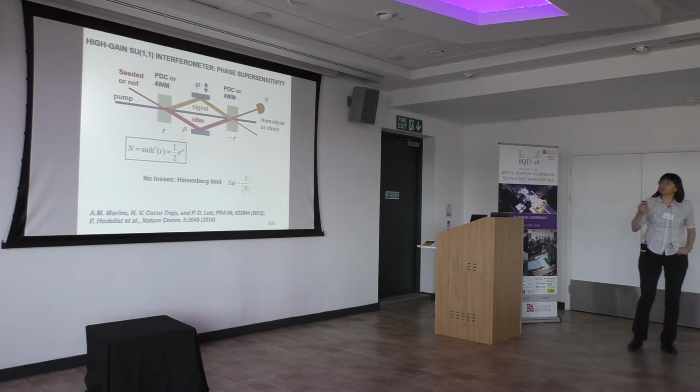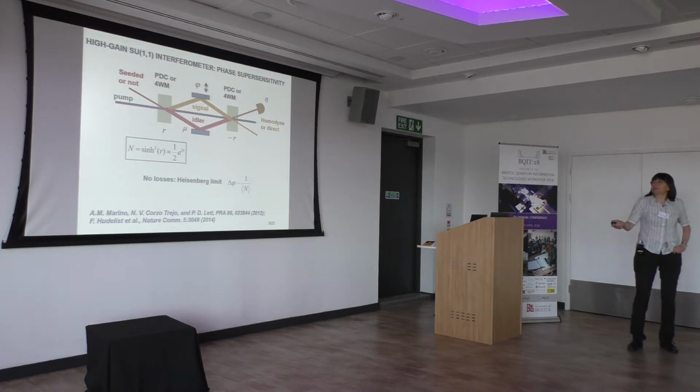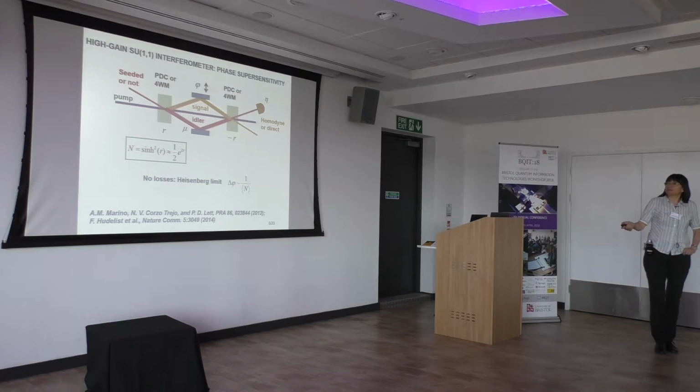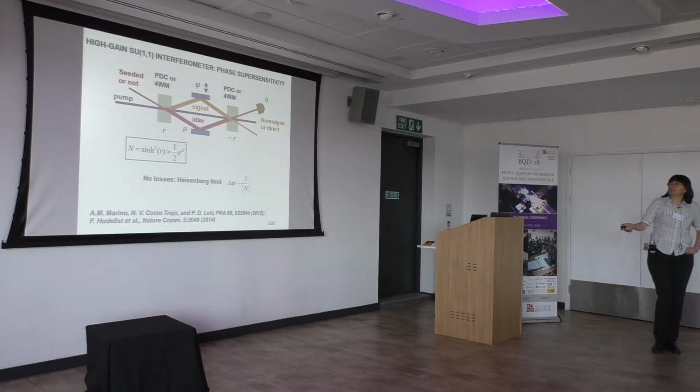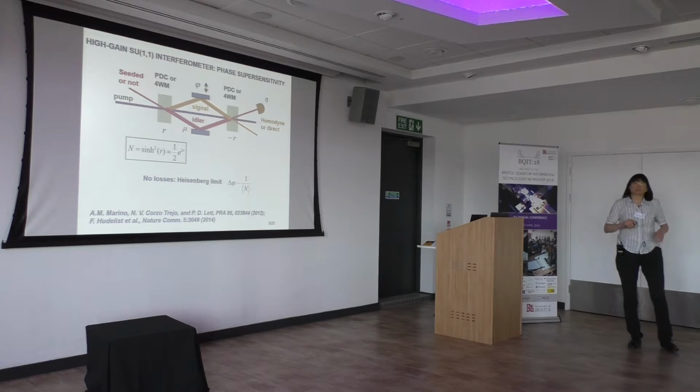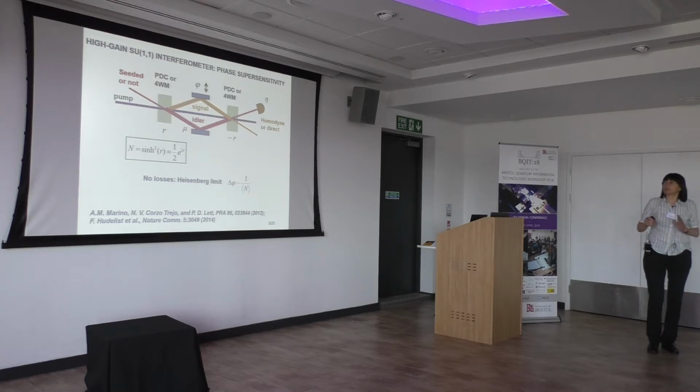R is what we call the parametric gain. To give an idea of what it is, the number of photons after a parametric amplifier is given by the hyperbolic sine squared of this parametric gain, and it's basically an exponential function of that gain. The interferometer can be seeded externally by coherent light. At the output, one can do homodyne detection or direct detection, but the result is more or less the same. So the loss destroys our ability to achieve the Heisenberg limit.